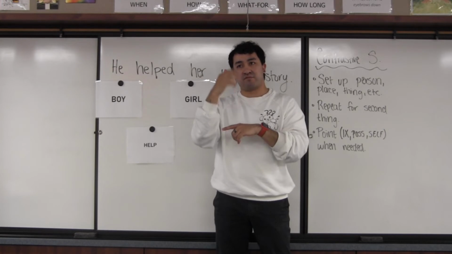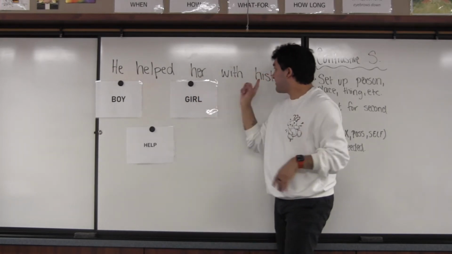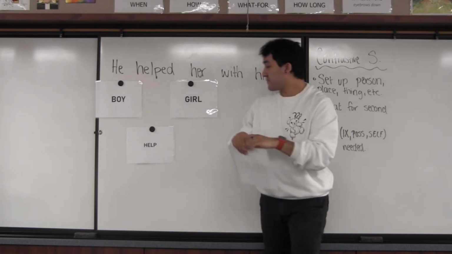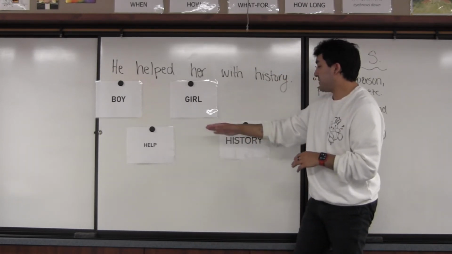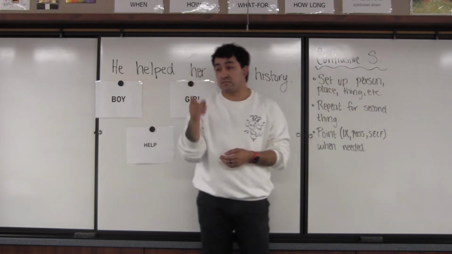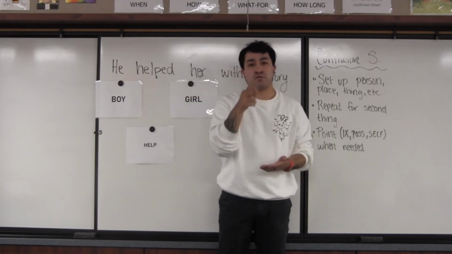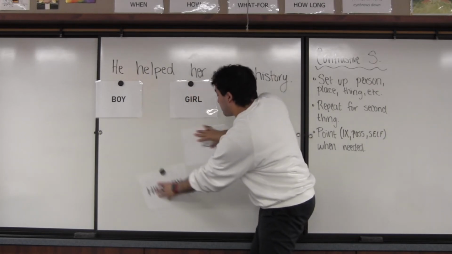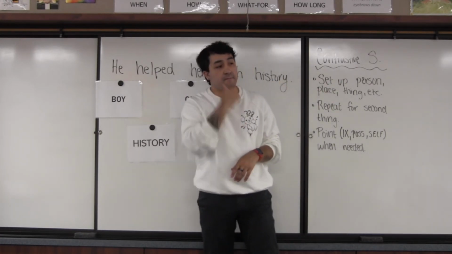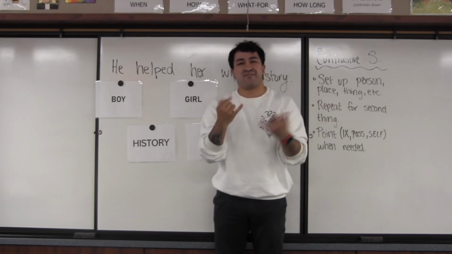And again, we're not going to reiterate "boy help girl." We're just going to do the movement. That's the whole point of this. And he's helping her with history. History. Okay. So all together, we have a boy. There is a girl. He helped her with history. And actually it probably should be history first, the topic, the main point of the sentence. So, history, he helped her.